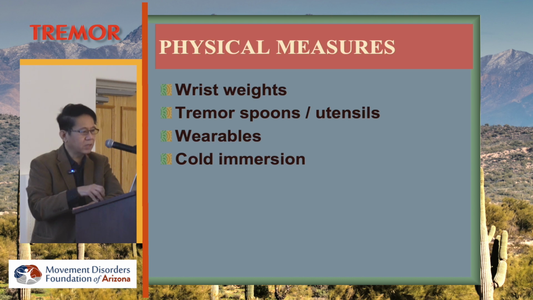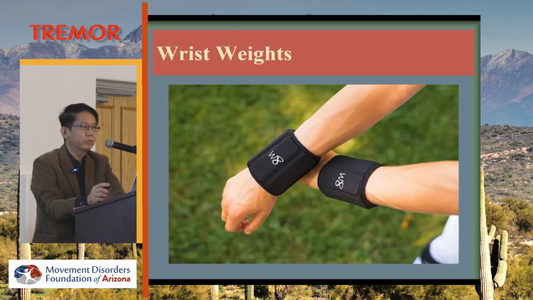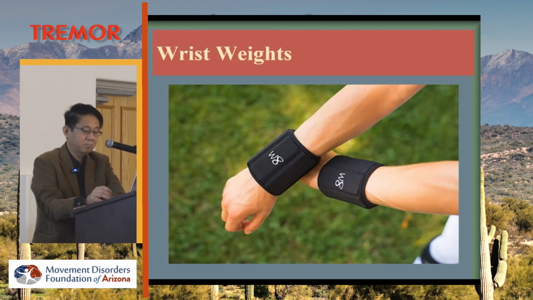And then next, I talk about physical measures. We're going to talk about wrist weights, special spoons and utensils, wearable devices, and then cold immersion. The easiest one would be wrist weights. I ask patients to go to a sports shop, or even eBay or Amazon, and get half a pound to 2 pound wrist weights. You don't have to wear this all the time. You just put it on when you're doing something important like signing your checks, writing, typing, using your cell phone.